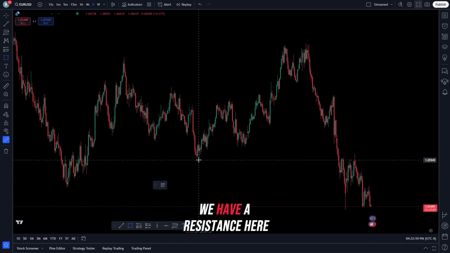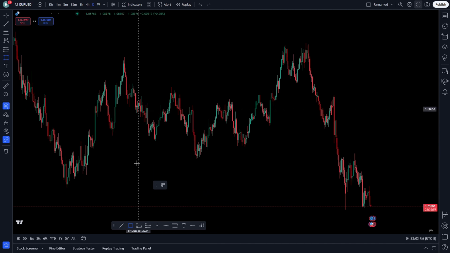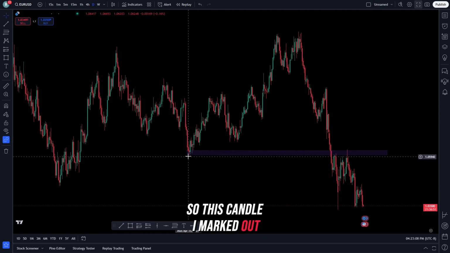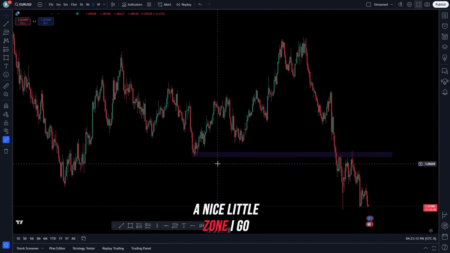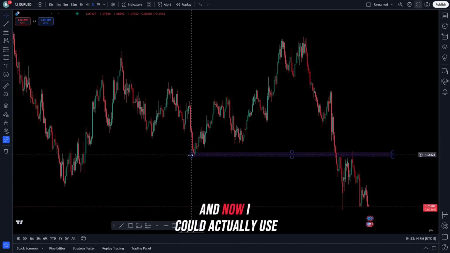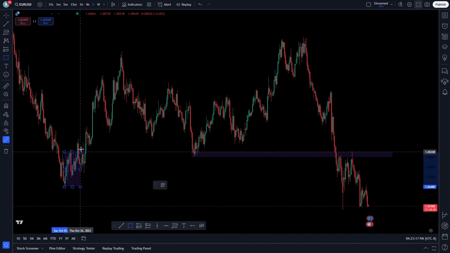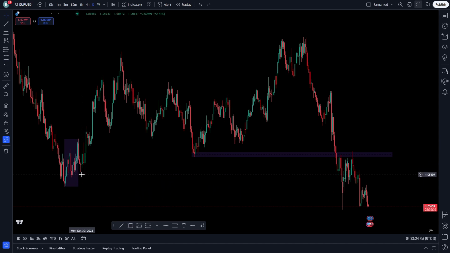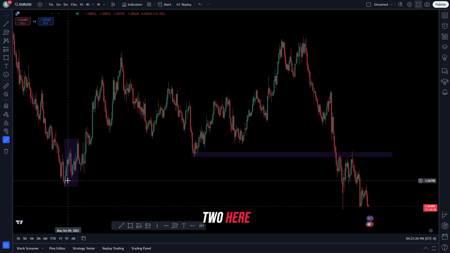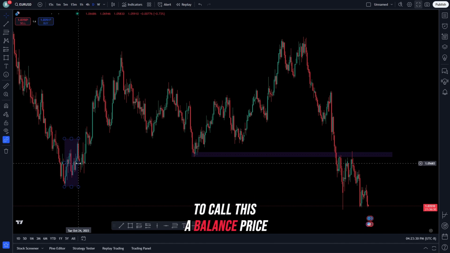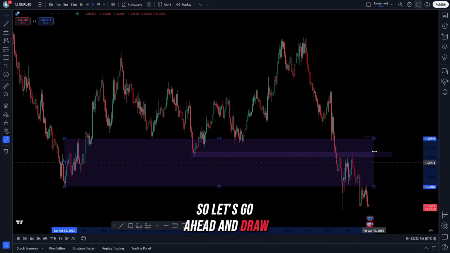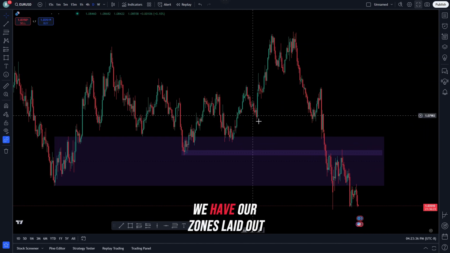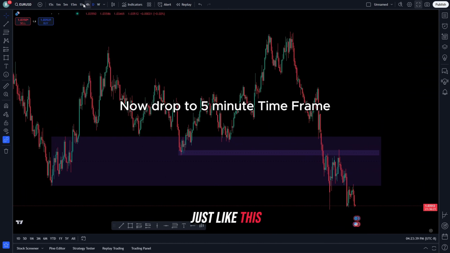So we have a resistance here. I'm going to mark some here. So this candle I marked out, as you can see, this is a nice little zone I go off of. And now I could actually use this zone too, because this is a lot of equal lows here. You got two here, you got two here, as you can see. So I like to call this a balanced price range, everybody. So let's go ahead and draw this out as well. As you can see, guys, we have our zones laid out just like this.